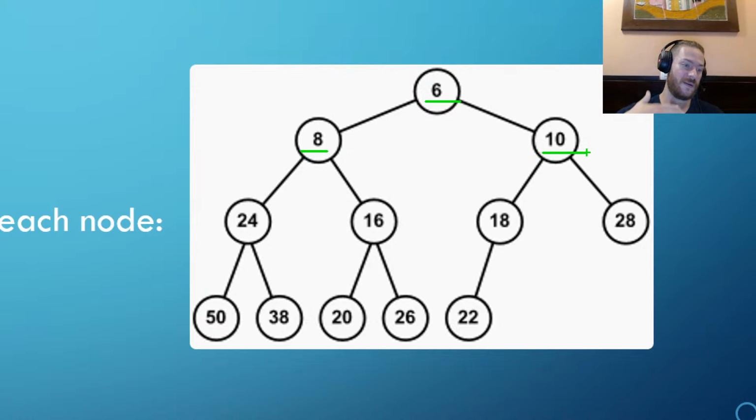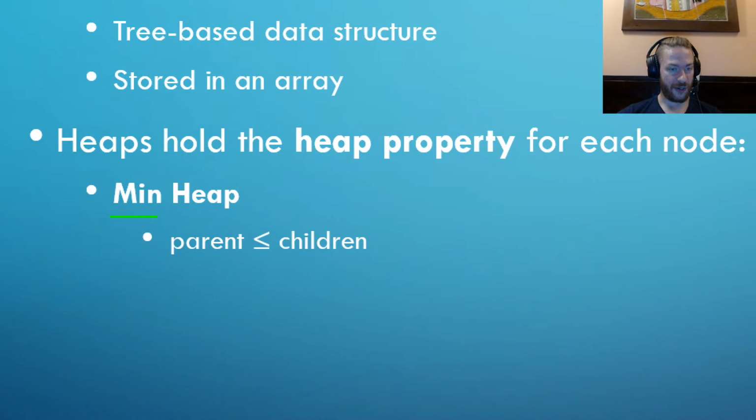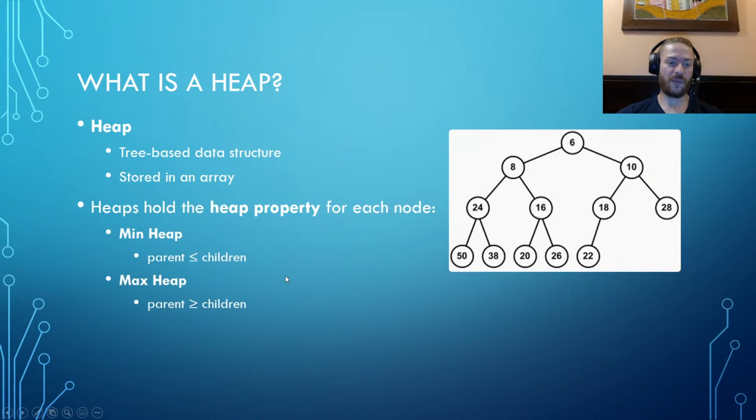If that property is satisfied, then the heap is satisfied too. Here again, 10 is smaller than 18 and 28. 18 is smaller than 22. We can see that each node is smaller than its children. That's the heap property, if we have a minimum priority, of course. If we have a maximum priority, it will be the opposite. Each parent needs to be bigger than its children.